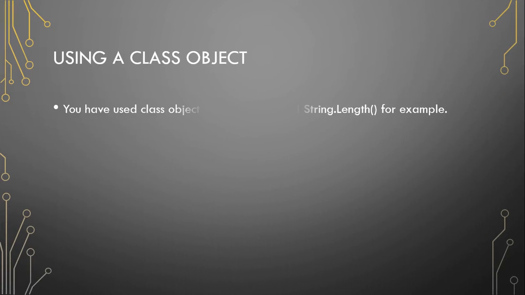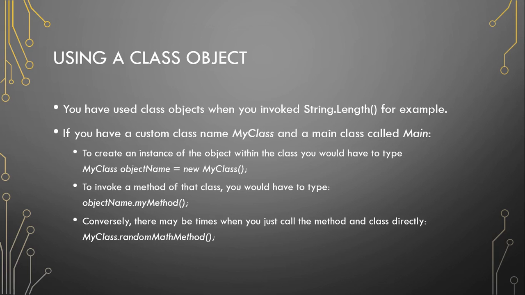All right, let's talk about using class objects. You have used class objects when you invoked, for example, string.length. Or you could also say string.trim, string.substring, whatever. All those are different methods that are available to the String object. Now, let's say you have a custom class called myClass and you have a main class called main. Well, to create an instance of the object within the main class, you're going to have to type myClass objectName equals new myClass. To invoke a method of that class, you have to type objectName.myMethod.